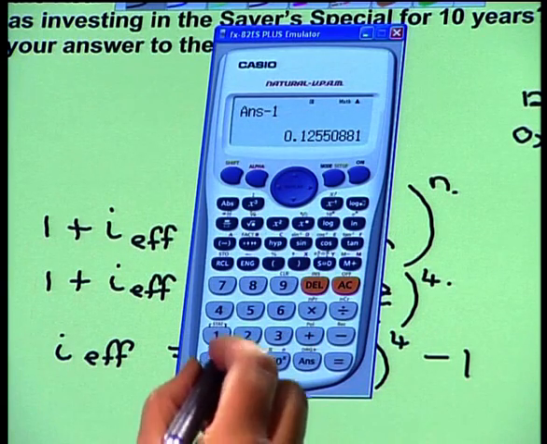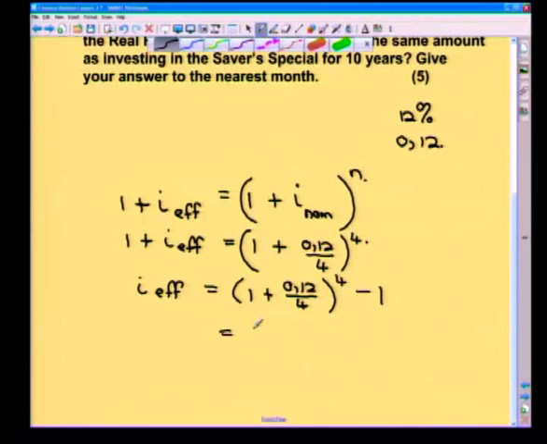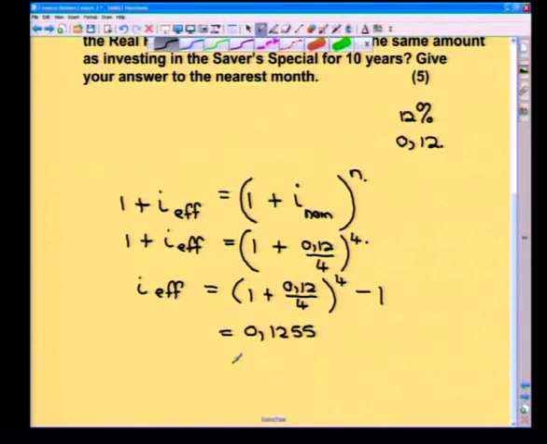So you can see I'm going to get here 0,1255. There's a whole lot of other places, but probably 4 is enough because most banks would not give you more than, say, 2 decimal places on your interest. Now, of course, remember I said to you that is equivalent to 12,55%. So the effective rate of this particular investment would be 12,55. That's what it would mean in your pocket at the end of the year.